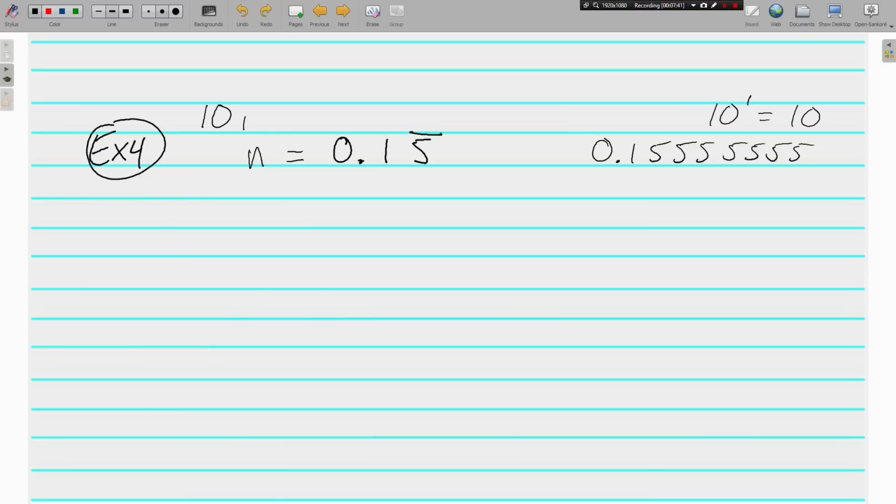On the left side, we get 10n. And on the right side, we multiply by 10, we come over 1, and we're going to get 1.5. Now, pay attention to this. Here's where it's a little different. I need my repeating 5s to cancel.